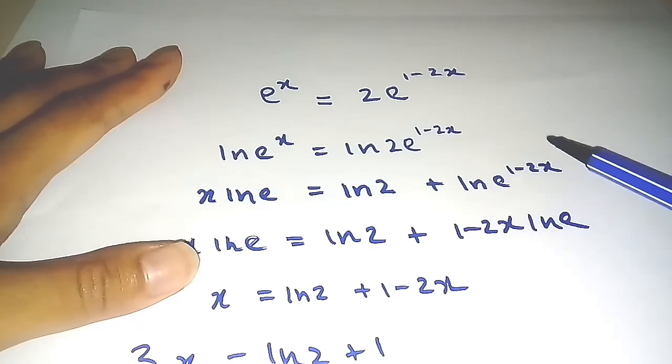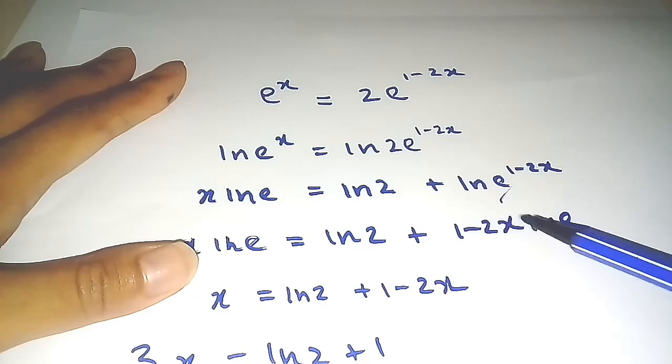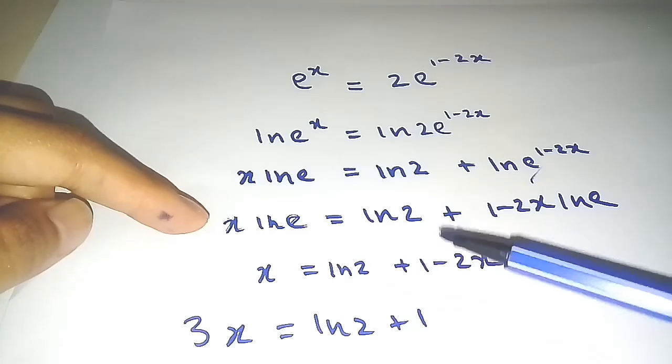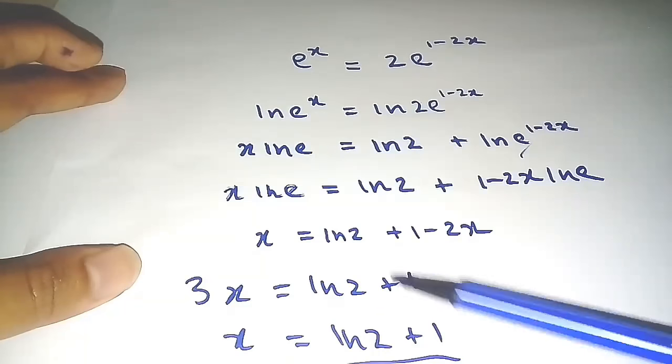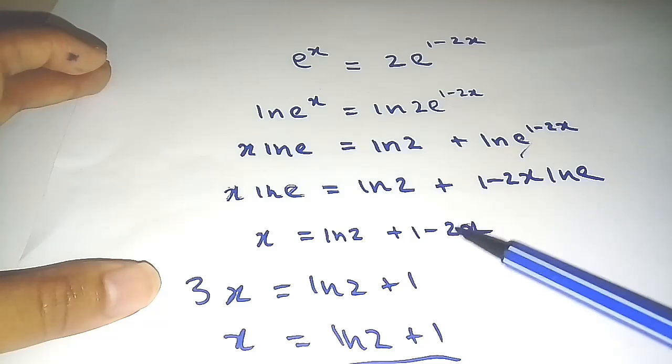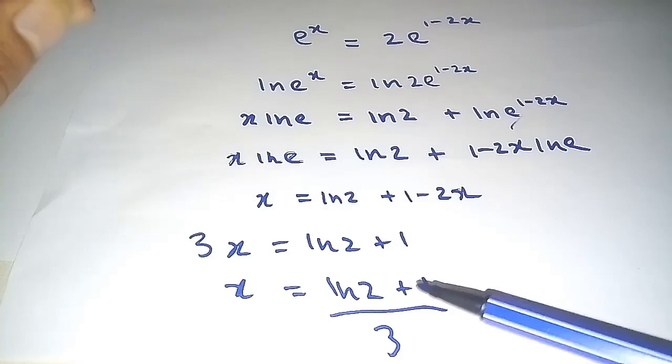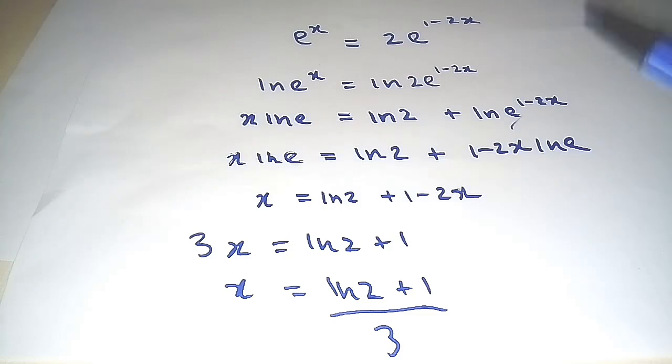Then we bring down that power, over here, and then we can solve it like a normal equation. Move the x's here, and you end up with x equals natural log of 2 plus 1 over 3, and that's your answer in its exact form. If you want it in decimal form, you can just plug that into your calculator and you're done.